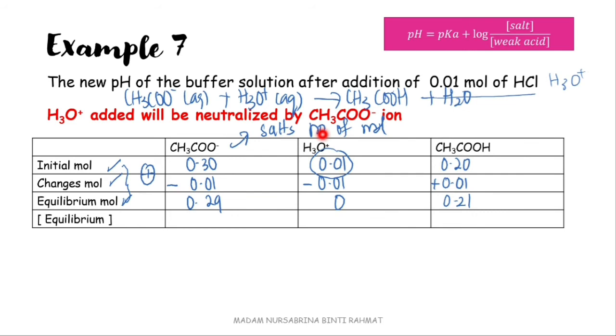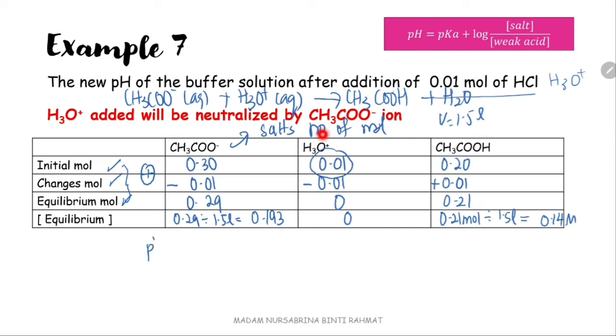After that, you're going to calculate the equilibrium concentration. There is no change in the volume because they just give you the number of moles of strong acid, no volume. Therefore the volume of the solution remains 1.5 liters. The equilibrium concentration is just the equilibrium mole divided by the final volume, 1.5 liters. If you calculate this, for CH3COO minus you will get 0.193, 0 for your H3O plus, whereas for your ethanoic acid, 0.21 mole divided by 1.5 liters gives 0.14 molar.